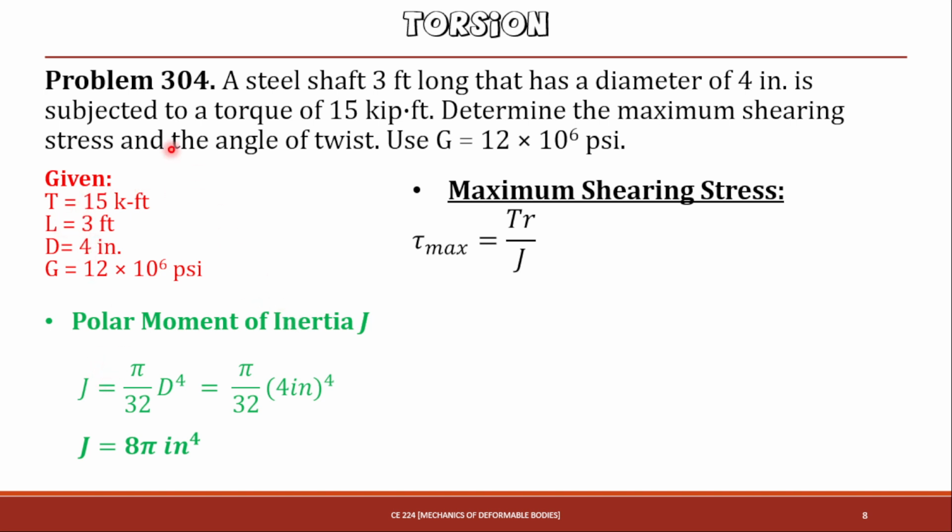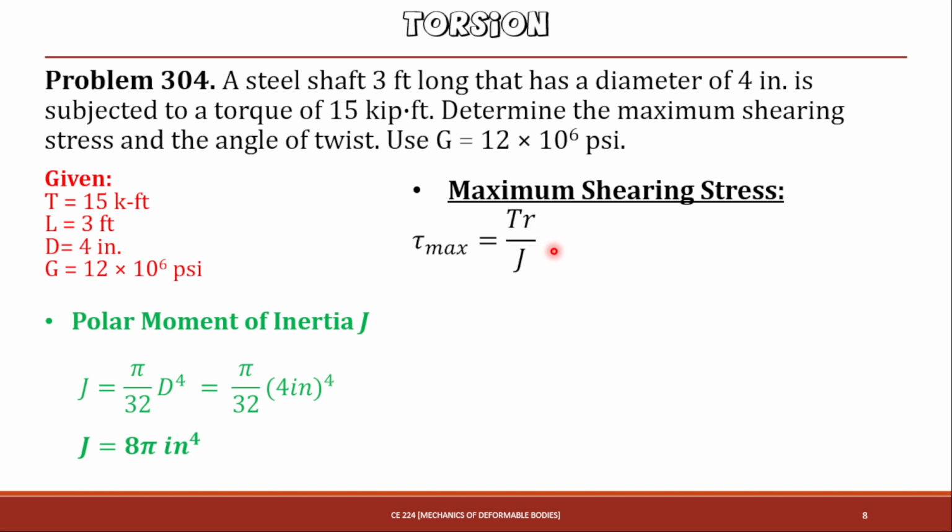So, this is a steel shaft. So, hindi naman in-indicate na hollow steel shaft. So, let us assume na solid siya. So, we have pi over 32 times d raised to 4. Okay. So, diameter natin na 4 inches. Substitute lang natin. Makukuha natin yung polar moment of inertia na 8 pi inches raised to the 4th power. So, now we have yung polar moment of inertia.